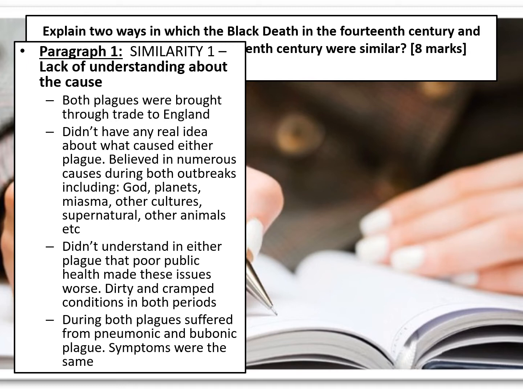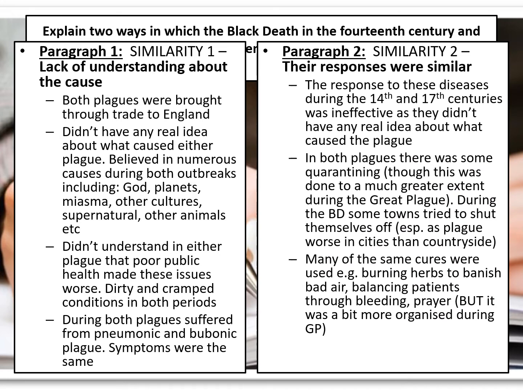Now, they also didn't understand that poor public health made these issues much worse. And again, you could bring in some of that own knowledge there and discuss the dirty and cramped conditions in both periods that made it so much worse because we got more spread of vermin and therefore the fleas as well. You could even, if you wanted to, discuss the fact that both plagues suffered from pneumonic and bubonic plague and the fact that they didn't understand the differences between those and that they were circulating at the same time. You wouldn't need to say all of that to get the full marks, but there are some examples of what you could use in your answer.